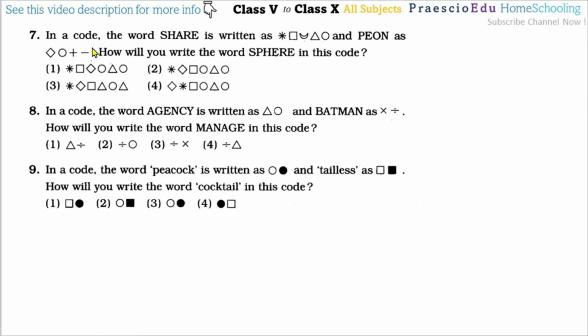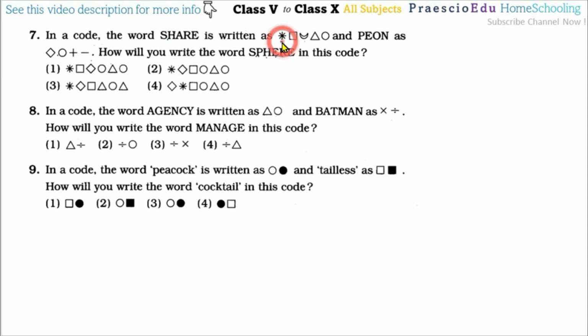Now question number 7. In a code, the word SHARE is written as this one, and POEN in this format of symbols. Then how will you write SPHERE in the code? So S means this one.